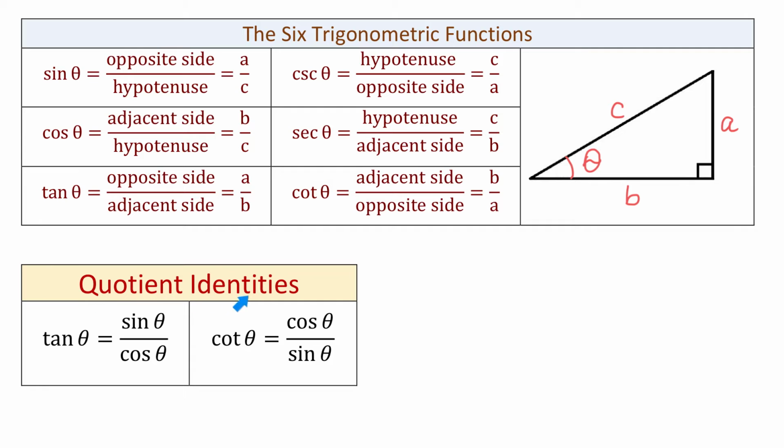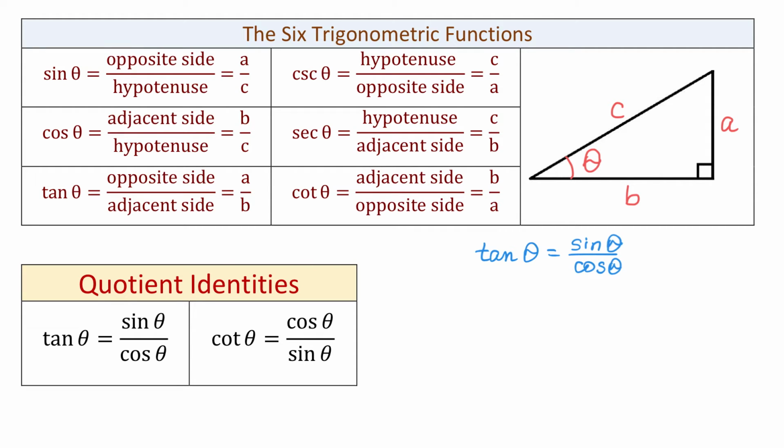These are the quotient identities, and the first one is tangent of theta equals sine of theta over cosine of theta, and the second one is cotangent of theta equals cosine of theta over sine of theta. Now, let's take a closer look at the first one. We know that tangent, by definition, is A over B. This identity tells us that tangent is sine over cosine. Now, I will write this identity to the right, so tangent of theta equals sine of theta over cosine of theta.